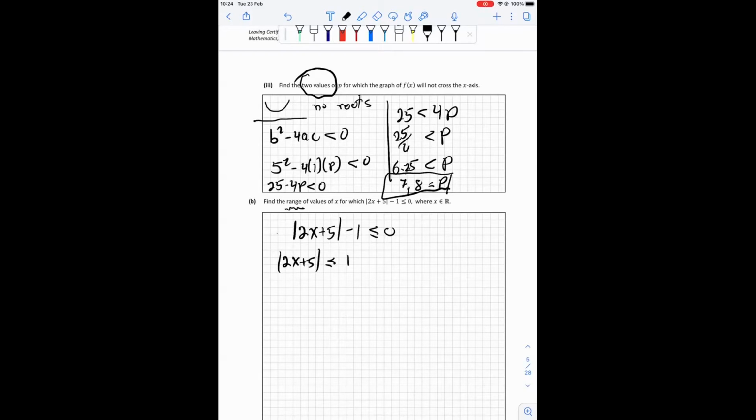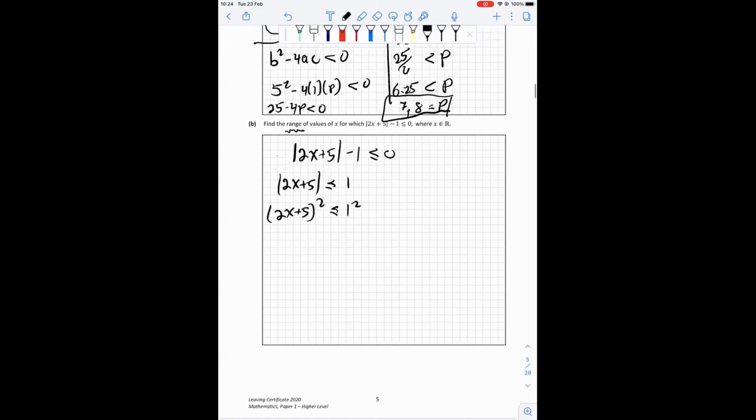At this stage, I'll square both sides to get rid of the absolute value. So we get (2x plus 5) squared has to be smaller or equal than 1 squared. 1 squared is 1. Multiply out, so we get 4x squared plus 20x plus 25 has to be smaller or equal than 1. Rearrange again, 4x squared plus 20x plus 24 has to be smaller or equal than 0. We'll divide everything by 4 just to make the numbers nice and small. So x squared plus 5x plus 6 has to be smaller or equal than 0.